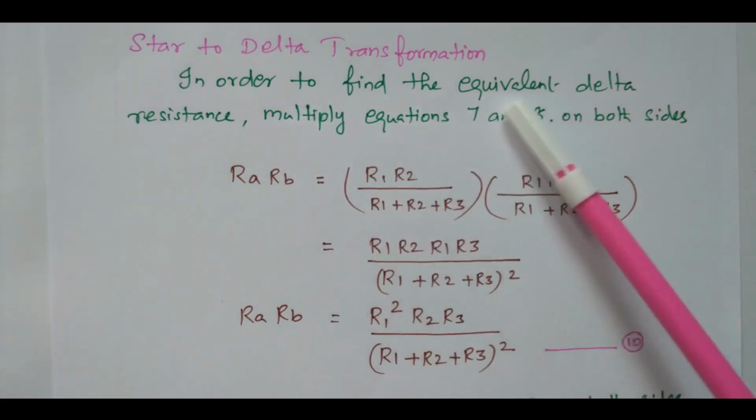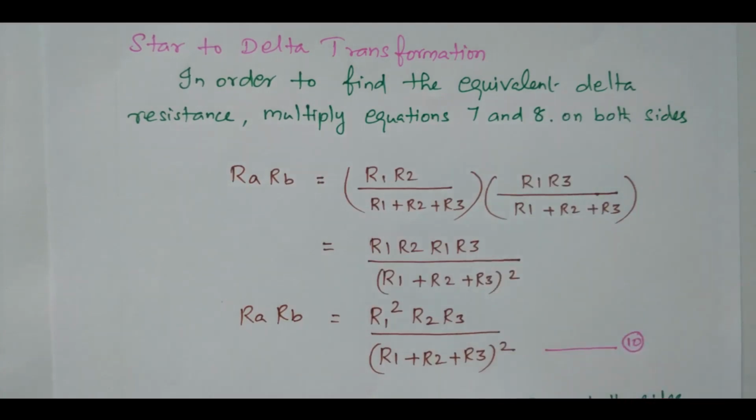In order to find the equivalent delta resistance, multiply equations 7 and 8. Already we have 7, 8, 9, 3 equations available, RA, RB, RC. In that we are multiplying equations 7 and 8, RA and RB. So these terms are available. So denominator both are same. So R1 plus R2 plus R3 is the whole square. Here R1, R2, R1, R3. R1 available 2 times. So R1 square, R2, R3 divided by total resistance square. This is equation number 10.